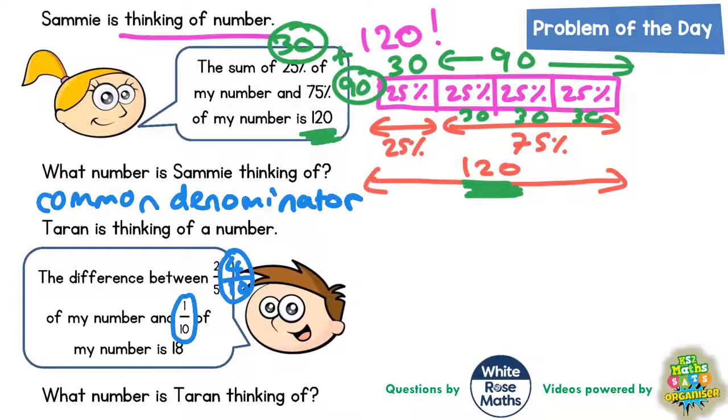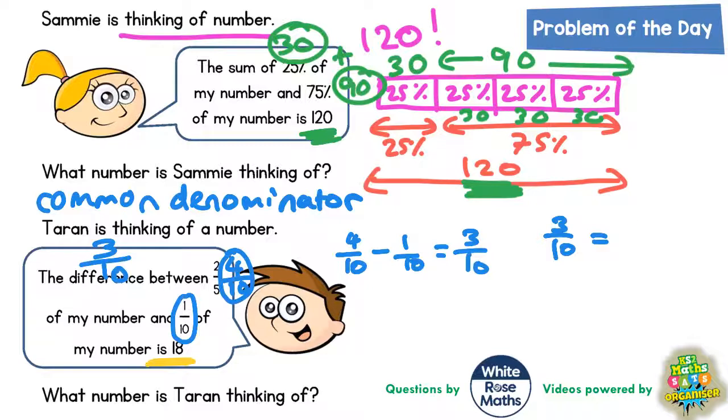And that's an equivalent fraction of 4/10. Now we need to think about the difference. Well, the difference between 4/10 and 1/10 would be the answer to 4/10 take away 1/10, because remember, difference is when you subtract the smaller one from the larger one. So 4/10 subtract 1/10 is 3/10. So the difference is 3/10. But it is telling us that the difference is 18. So this 3/10 must be worth 18.